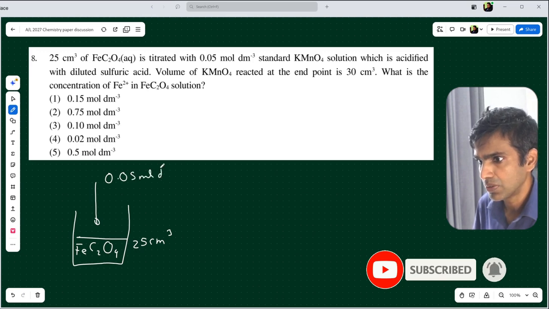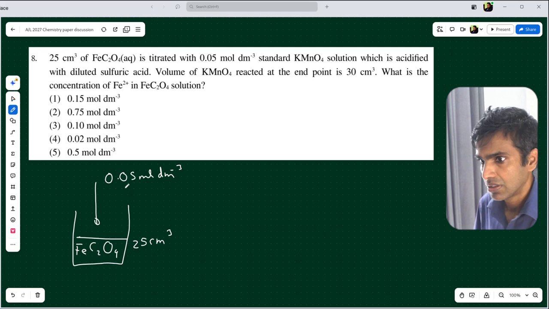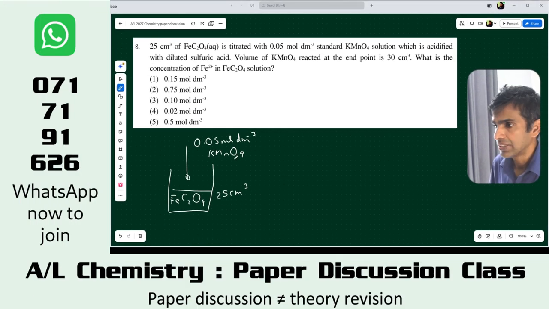0.05 moles per cubic decimeter. That is the concentration. Potassium permanganate solution, which is acidified with diluted sulfuric acid. Volume of potassium permanganate reacted at the end point is 30 cubic centimeters. What is the concentration of ferrous ions in ferrous oxalate solution?